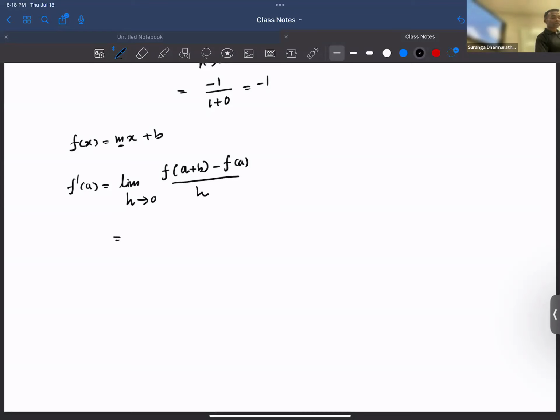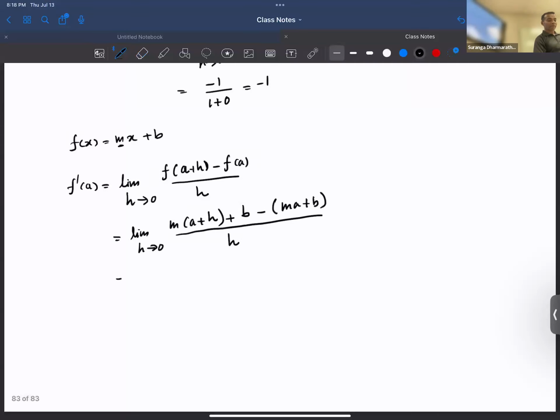Now, substitute this into the function that I have given. What is that? Limit h goes to 0, mx plus b, right? M times a plus h, instead of x, I put a plus h, plus b. Minus, what is f of a? ma plus b. Does that make sense? Divided by h.